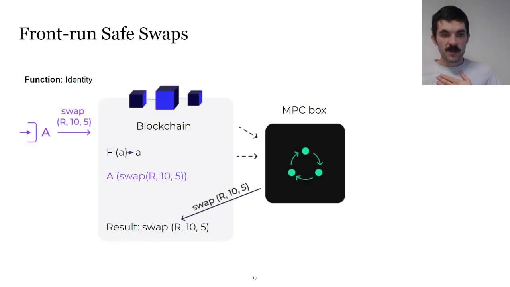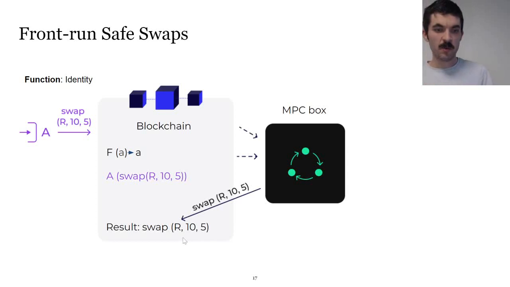The second example I wanted to go through here, the last example, is front-run safe swaps. The function is incredibly simple here. It's simply the identity. So the MPC computation will receive a single input, and then it outputs that thing again.